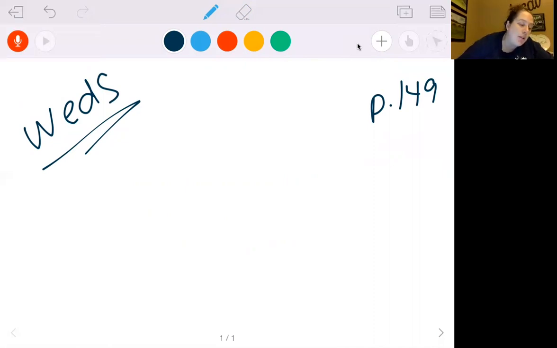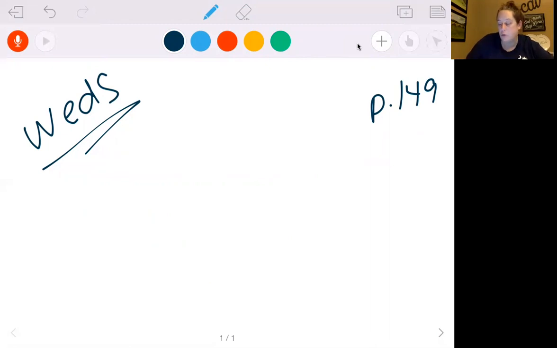Samuel has 25 balloons. He ties the balloons into groups with 3 balloons in each group. How many groups of balloons does Samuel have? How many balloons are left over? To find how many groups, divide 25 divided by 3. We're not going to estimate. We're just going to do the division.